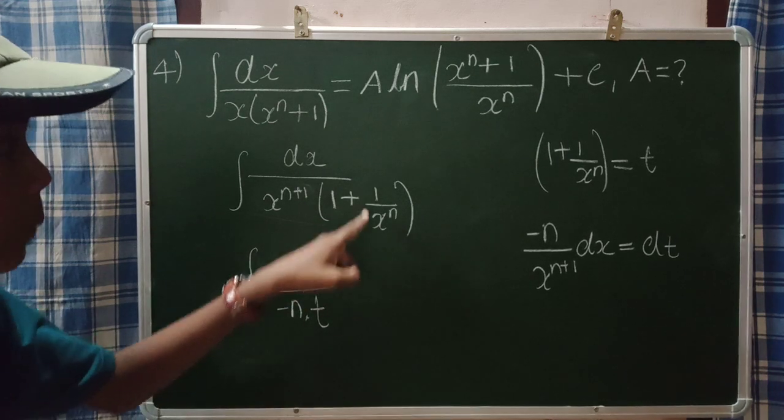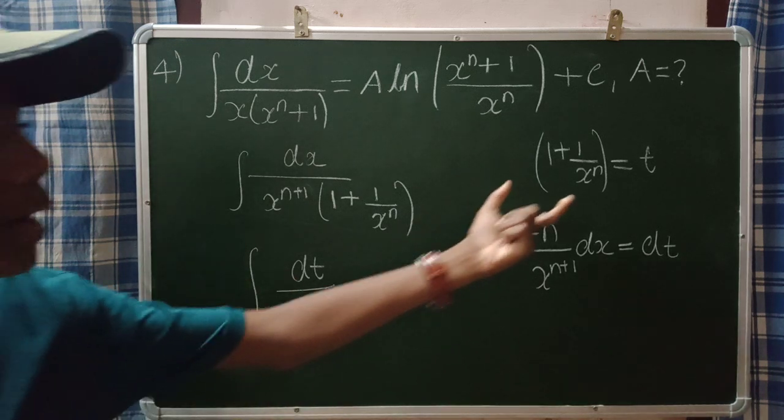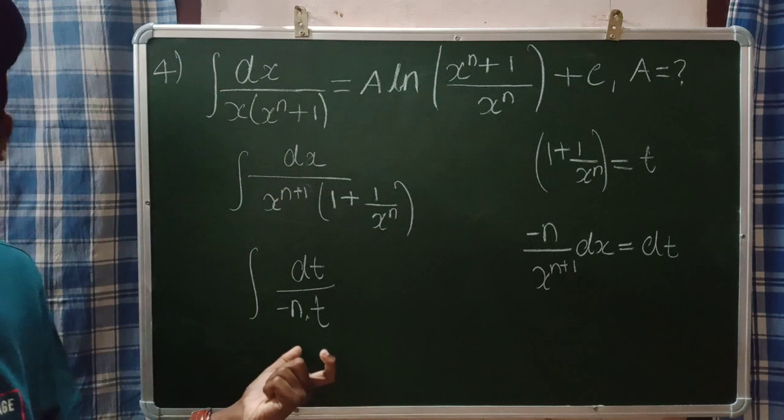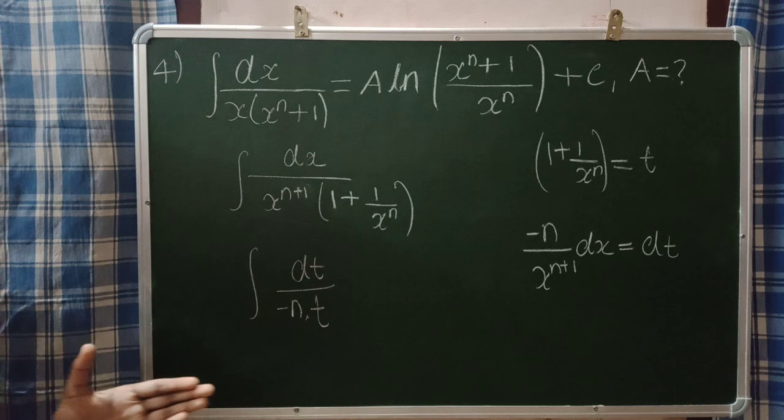Then 1 plus 1 by x to the power of n, nothing but, now only I substituted the value. So 1 plus 1 by x to the power of n is nothing but t, and that's why I wrote t here. That's all. So that's what I did.